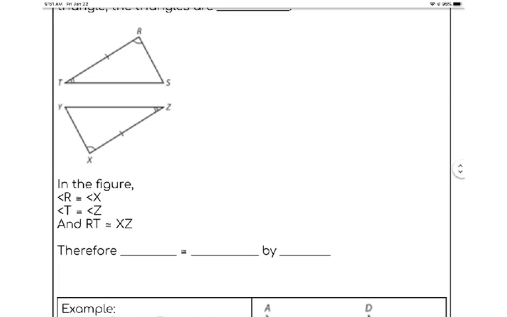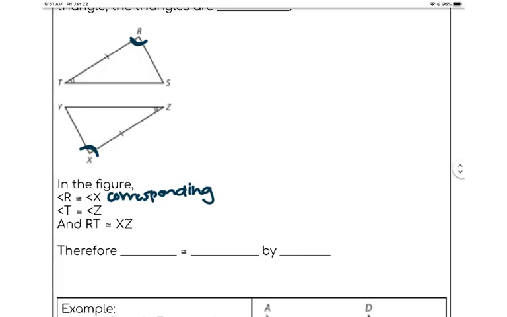In this figure, and this is how you will always know what is congruent to what just based off of a picture, it tells me that angle R is congruent to angle X. And that is shown by this little line in the angle. So those two angles are congruent and they are corresponding to one another. And we learned about corresponding angles and sides in the last section.